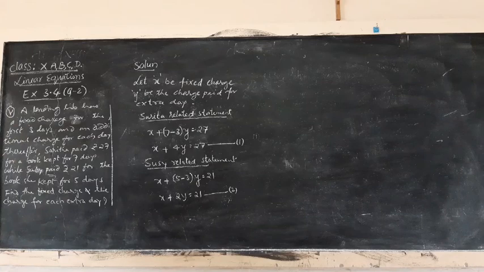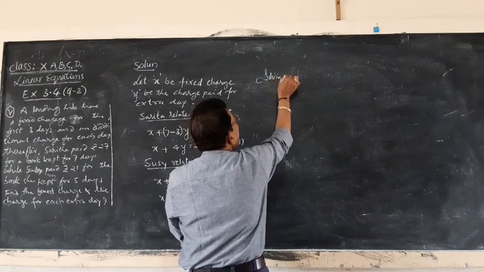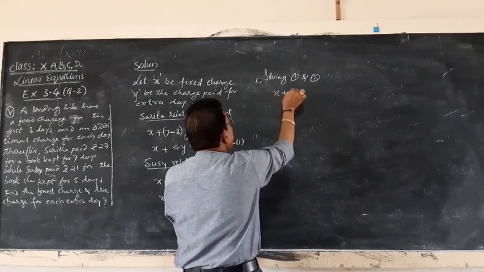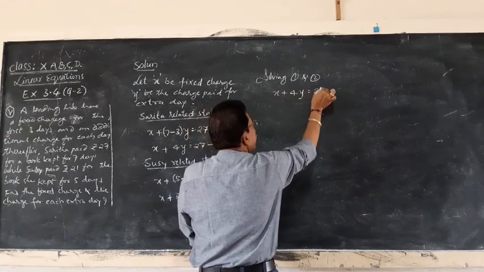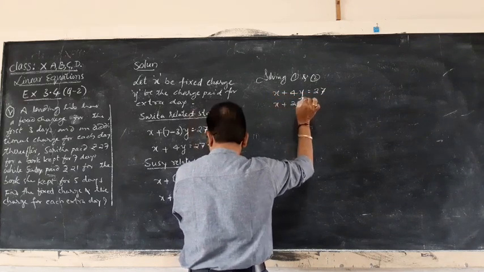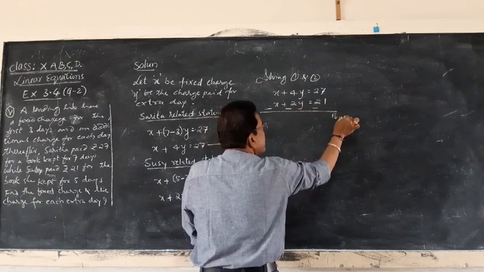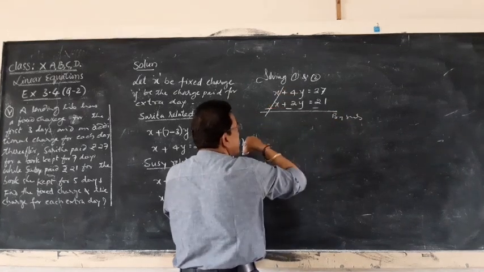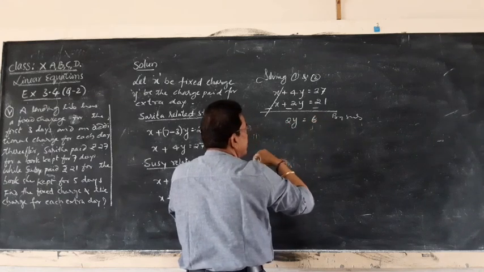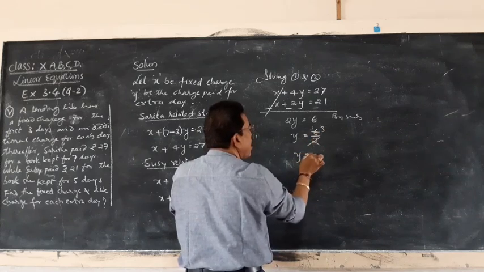Second, solving 1 and 2. x plus 4y equals 27 and x plus 2y equals 21. Subtract: x minus x cancels. 2y equals 6. y equals 6 by 2. y equals 3.